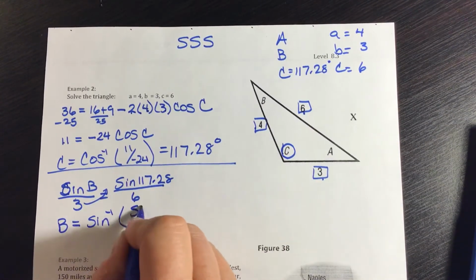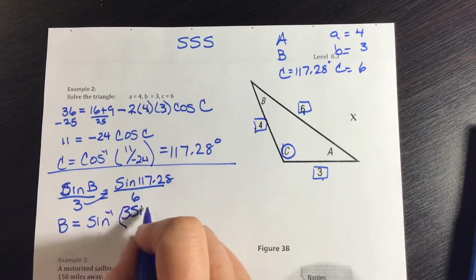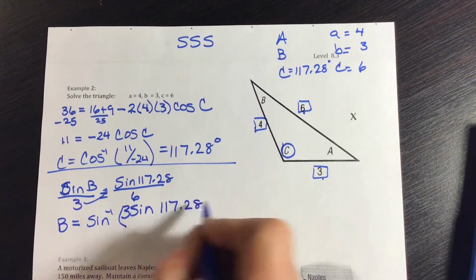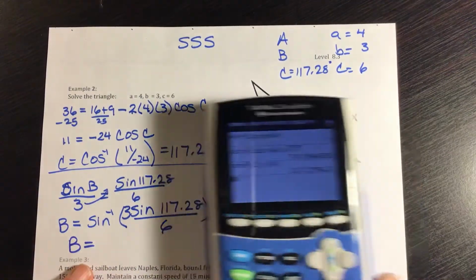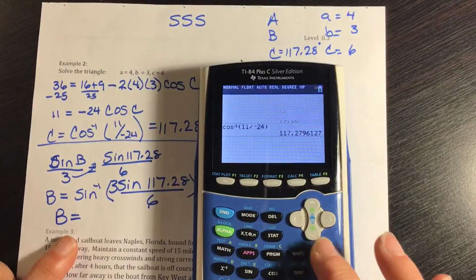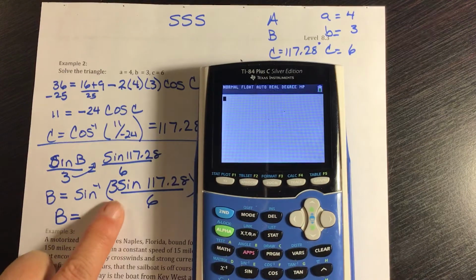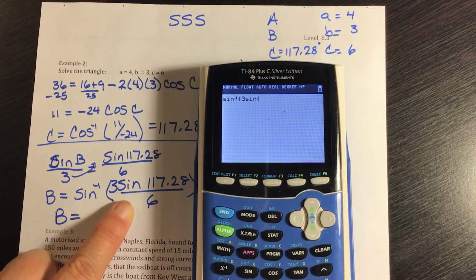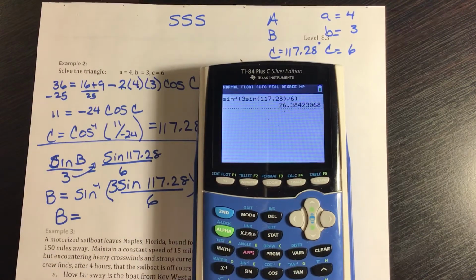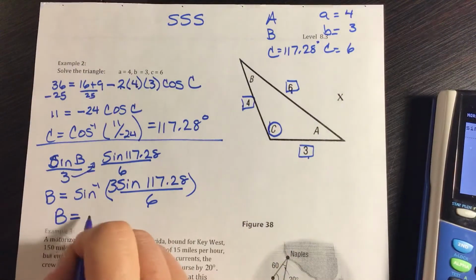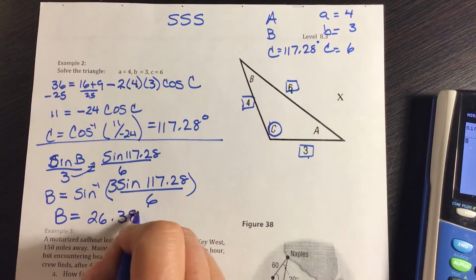of 3 times sine 117.28 divided by 6. So B is going to equal inverse sine of 3 times sine 117.28 and then divide by 6. Close my parentheses and I get 26.38. So B is 26.38 and that's degrees.